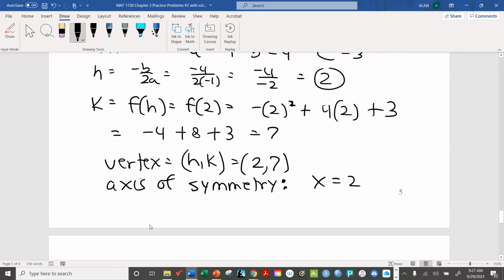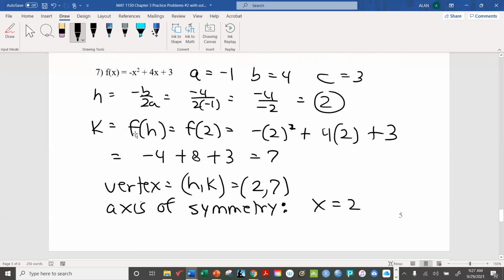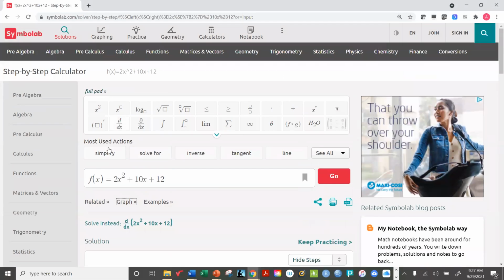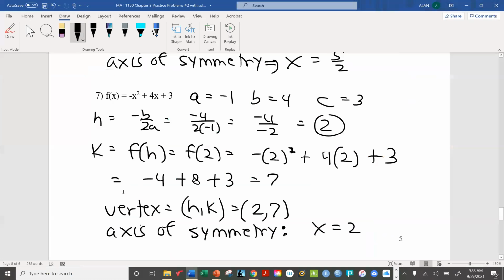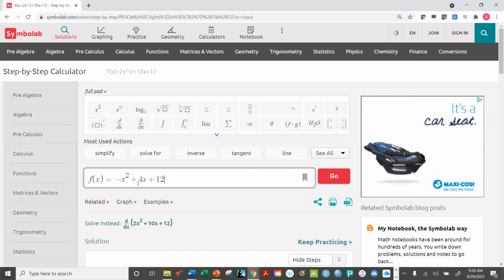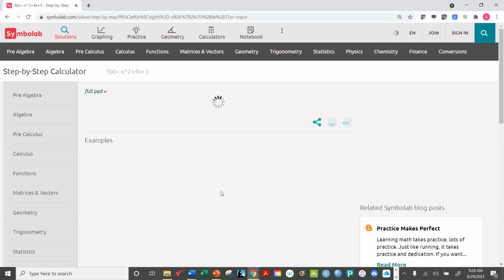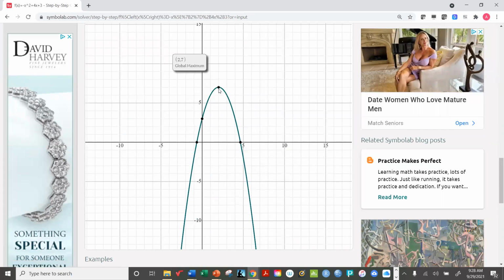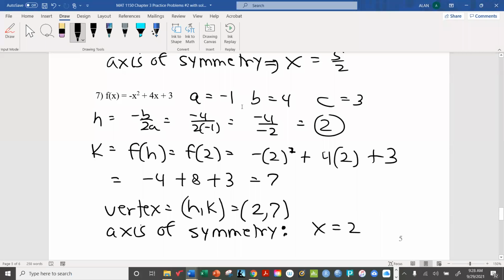All right, so this one I'd like to graph because this is an upside down parabola, which we haven't seen in a while. So you can see because a is negative, this one faces down. So this vertex represents the maximum point on the parabola. All right, here we go. Minus x squared plus 4x plus 3. All right, let's take a look. There it is. Yep, upside down, facing down, and the axis. Yeah, there it is. 2 comma 7. Perfect.